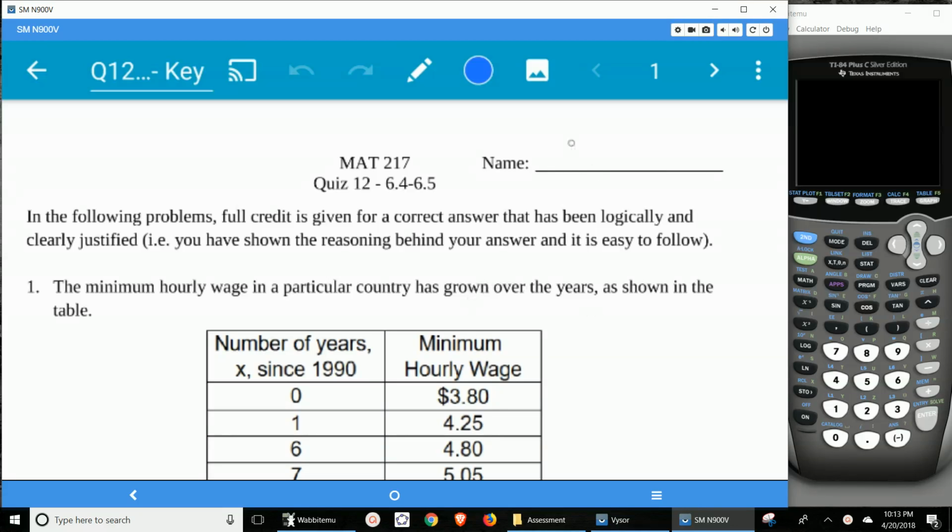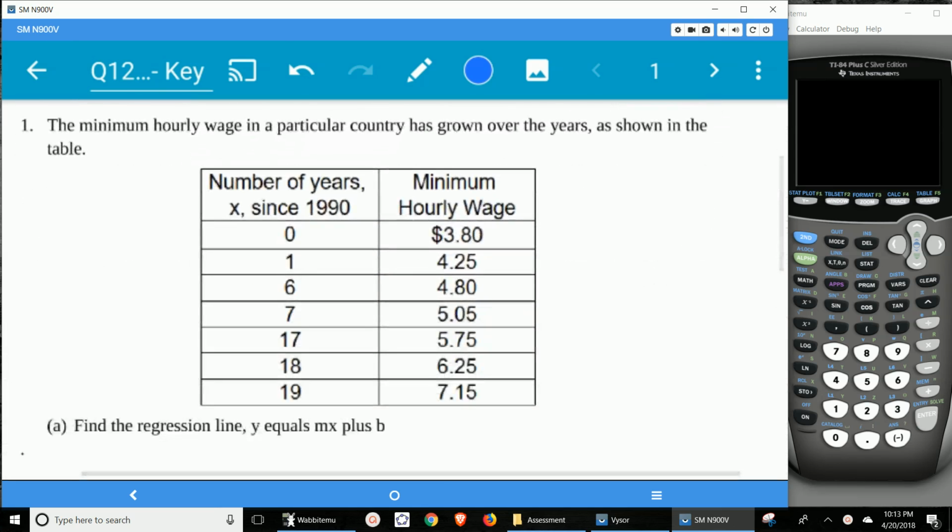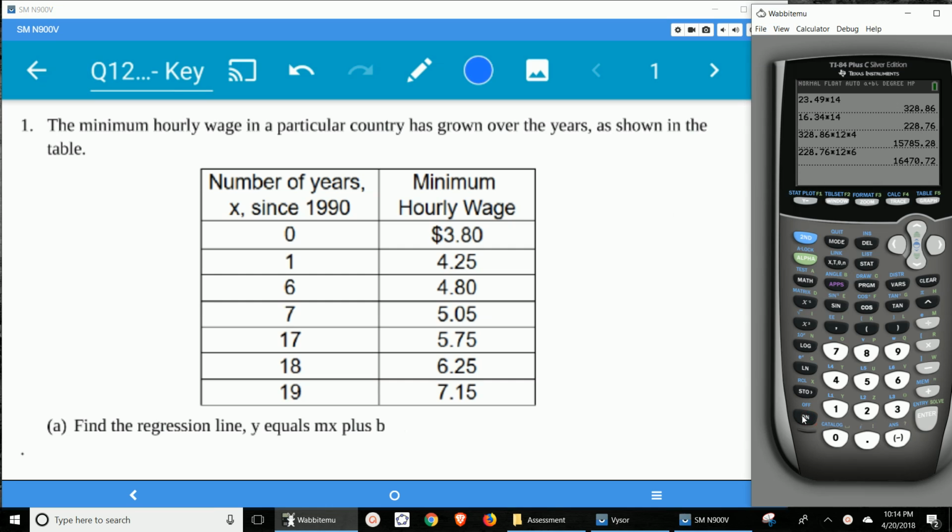Hey, this is the key to quiz 12. Okay, so we're getting a regression line. I'm just going to do it in the calculator rather than by hand.